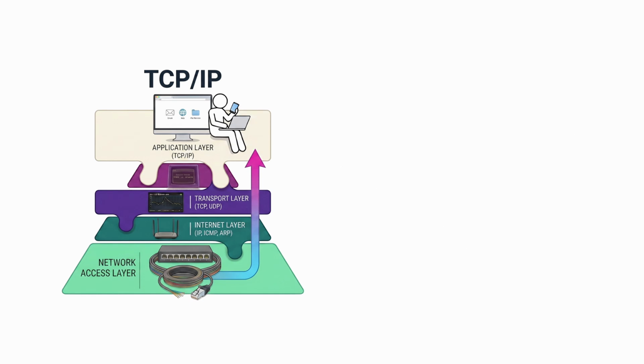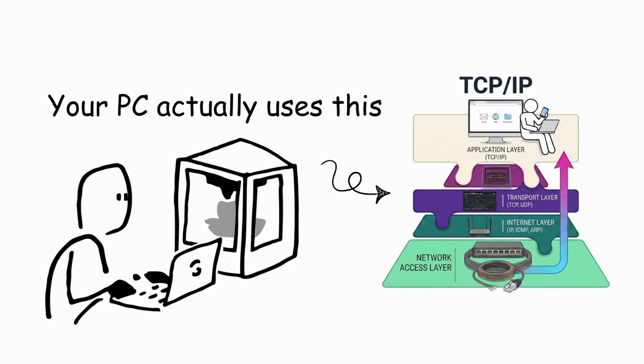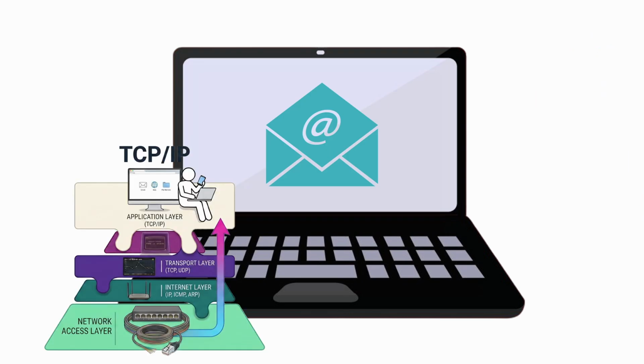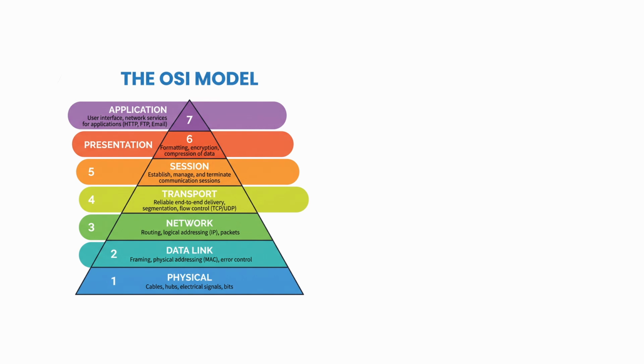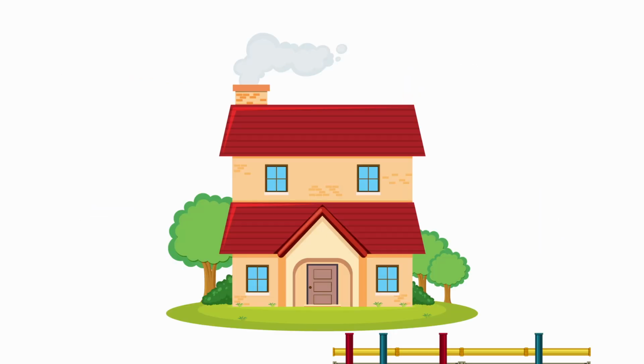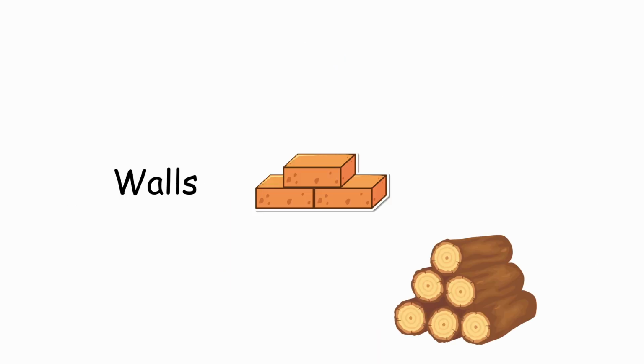The biggest difference is that TCP/IP is a protocol suite. It's made up of real protocols that your computer uses every single day. When you open YouTube, TCP/IP. When you send an email, TCP/IP. When you text your friend, yep, TCP/IP again. The OSI model, on the other hand, is just that, a model. Think of it like the blueprint for a house. It tells you that every house should have a foundation, walls, plumbing, and a roof, but it doesn't tell you whether the walls are made of bricks, wood, or Lego.